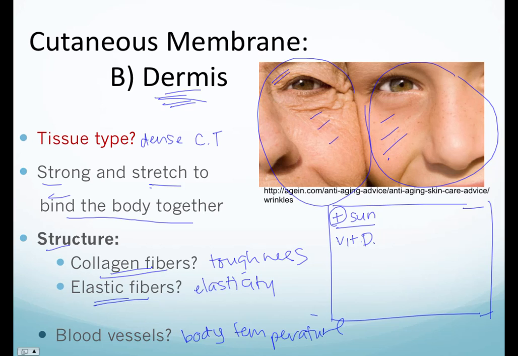However, the bad things about being exposed to the sun, the harmful things, is that it gives rise to premature aging because of the wrinkles. The UV can start damaging all these collagen fibers and elastic fibers, and so you start losing the toughness and elasticity, which gives rise to these premature wrinkles. So the bad things about the sun: premature aging, loss of elasticity.